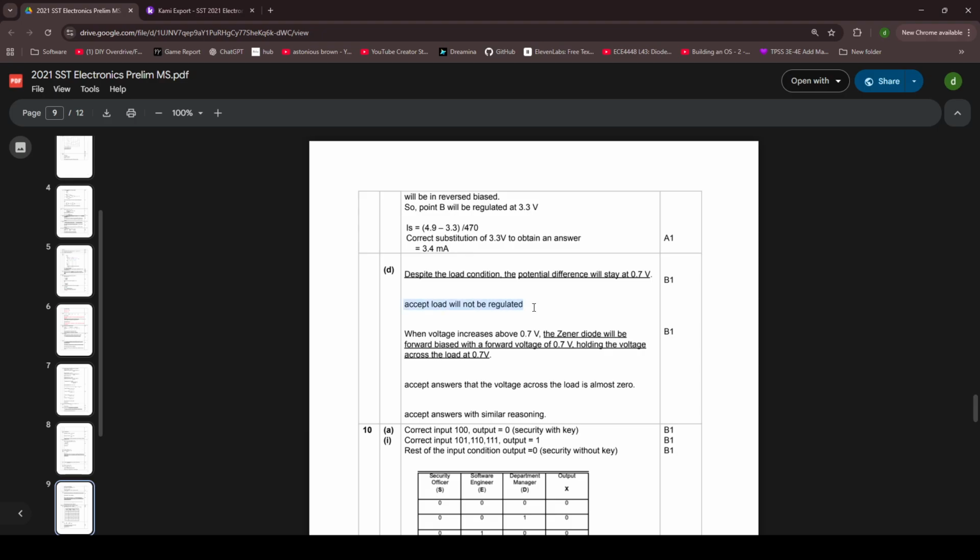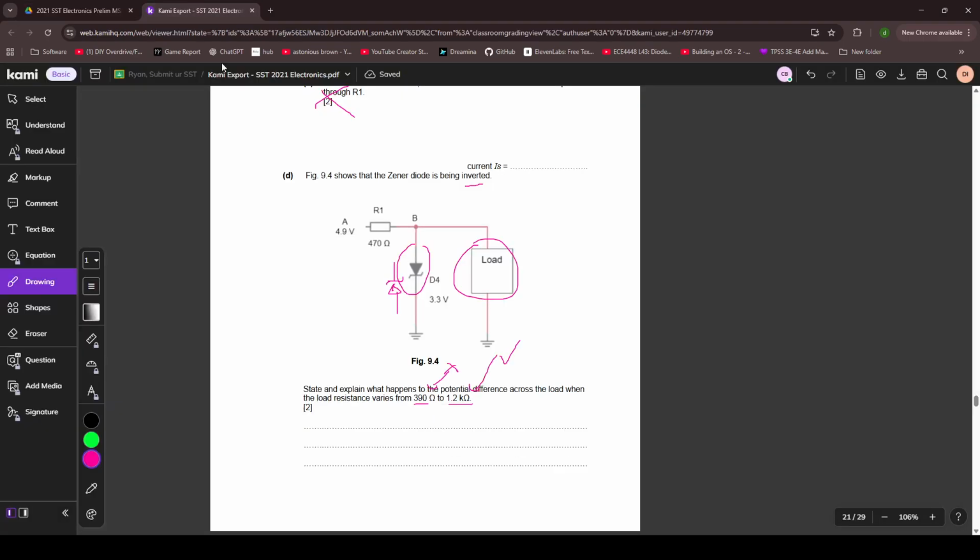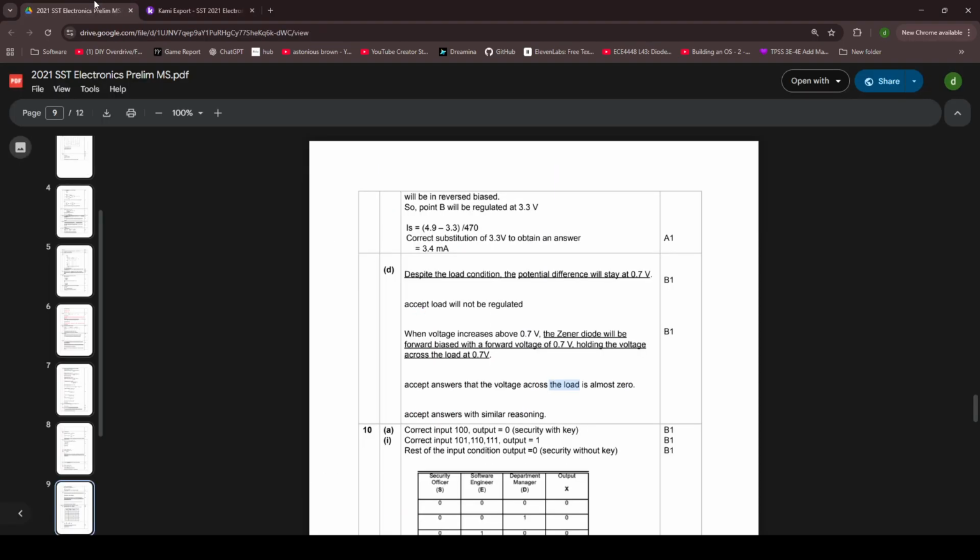The load will not be regulated. The voltage across the load is almost zero. Huh? Despite the load condition, the PD will stay 0.7 volts. When the voltage increases above 0.7, am I reading the right thing? I am, what the heck? The Zener diode will be forward biased.